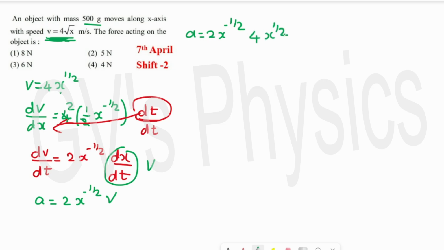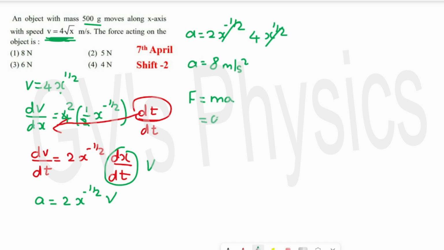So now we can see dv by dt is acceleration a, that is equal to 2 into x power minus 1 by 2, and dx by dt is velocity. So we can write it as v. Okay. So a is equal to 2x power minus 1 by 2 into v. In the place of velocity, we can take this equation, that is 4x power 1 by 2. Okay, so x power minus 1 by 2 plus 1 by 2, it will get cancelled. So a is equal to 2 fours are 8 meter per second square. So they are asking us to find the force. So we can take the formula F is equal to ma.